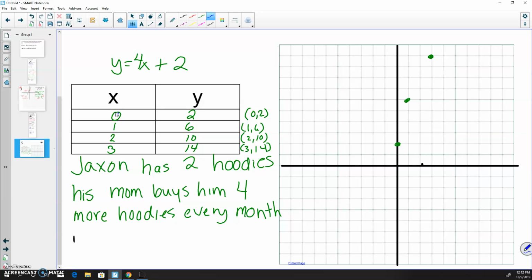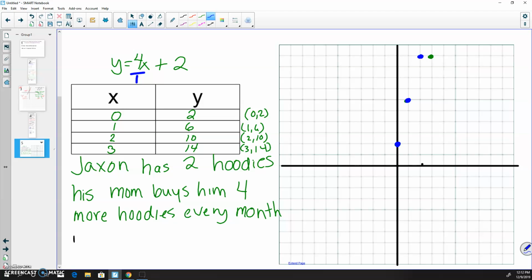Where's our starting point? 2. He starts with 2 what? Hoodies. And he goes up how many hoodies? 4. And so I have my rise. My run is going to be 1. So up 4, 1, 2, 3, 4, over 1.